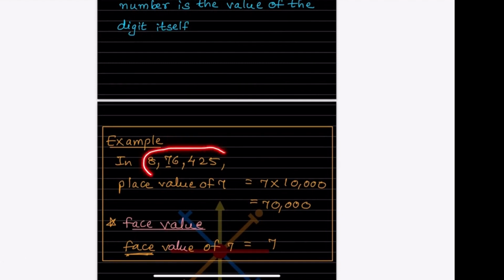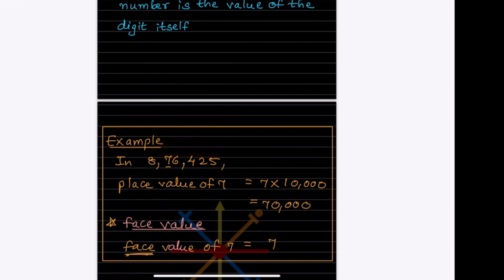So this is 8,76,425. In this I have underlined this 7. So we want the place value of this one. So what does this say? Ones, tens, hundred, thousands, and this is 10,000. So that 7 is on the 10,000 place.